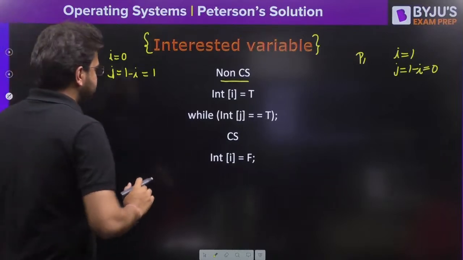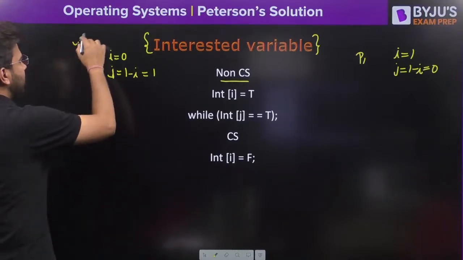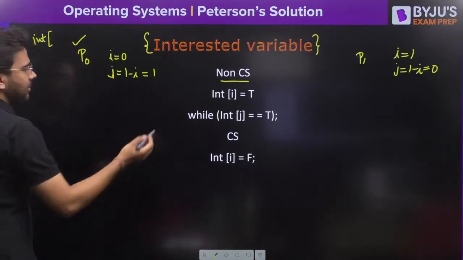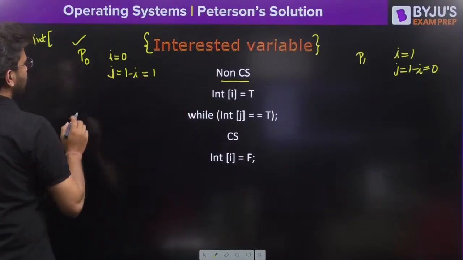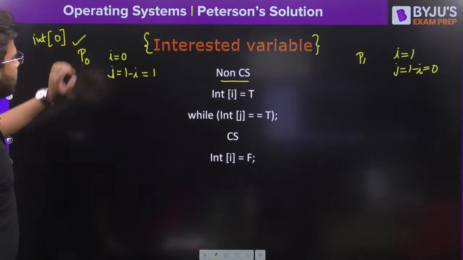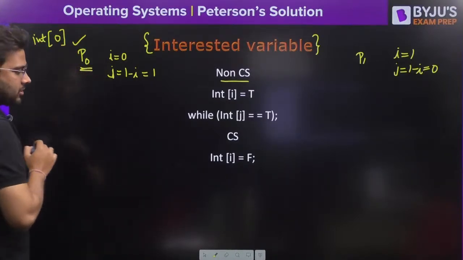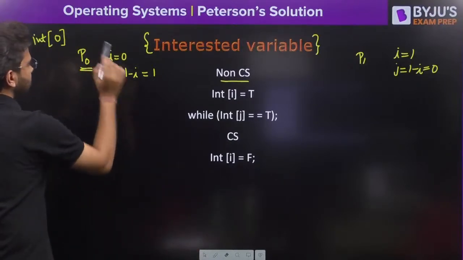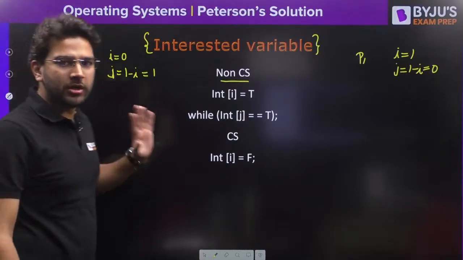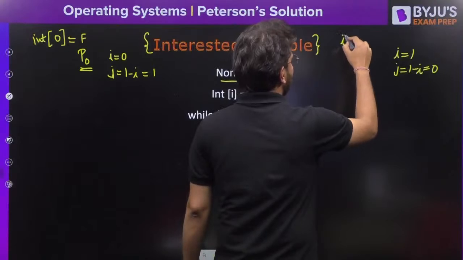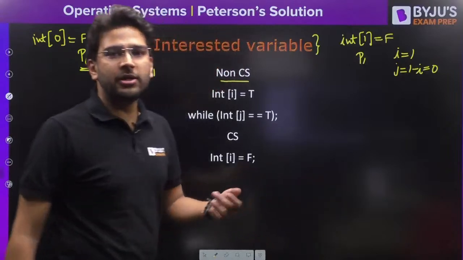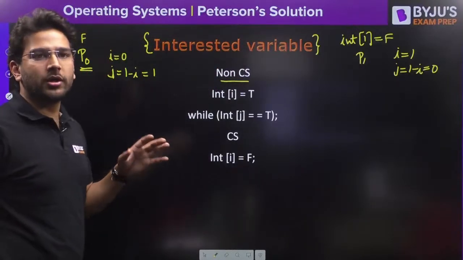Now carefully see this. Let's say I'm executing process P0, and there is one interested variable, or you can say an array. So interested of i is equal to true. Interested of 0 means I'm talking about the P0 process. Initially this is false, which means P0 is not interested. Similarly, interested of 1 is equal to false means initially P1 is also not interested.